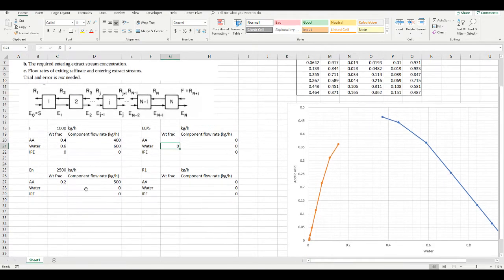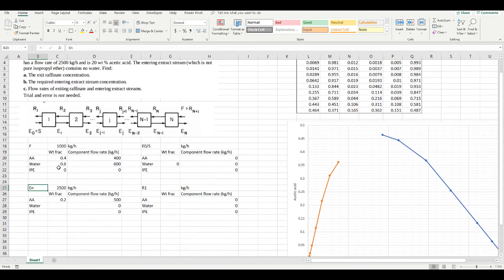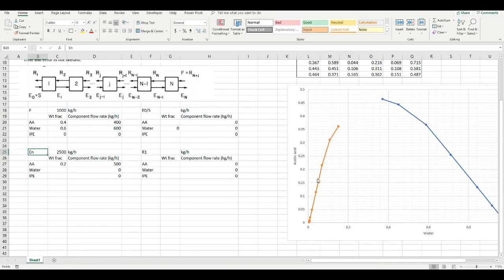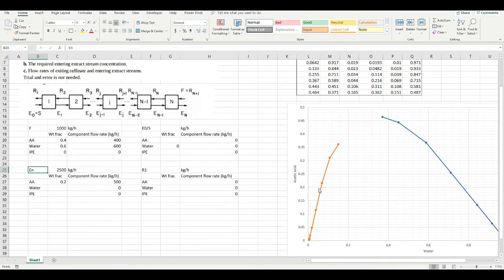So we first should take a look at the exiting extract stream. So we know that this stream has a composition of 20% acetic acid, and we also know that since it is exiting the last stage, it needs to be in equilibrium with this stream here, Rn. What this means is that the composition is essentially going to be on the phase boundary, on the extract side. The extract side is this orange side here.